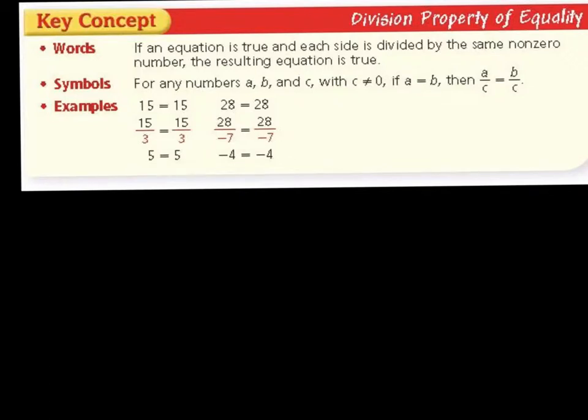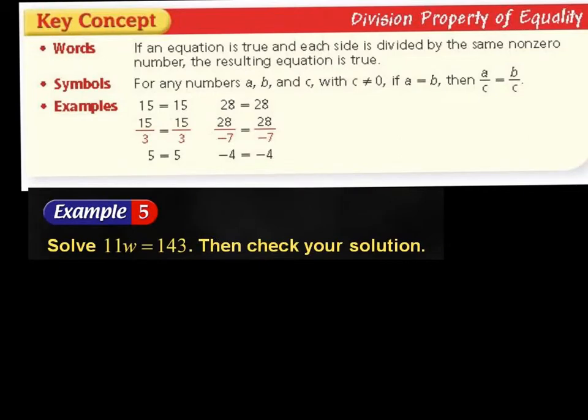What do you suppose the reason is for this c cannot equal 0 business? What happens if c equals 0? Can we divide by 0? How does that work? Okay, so these work. 15 divided by 3 is 5. If 28 equals 28, which it does, and we divide both sides by -7, we get -4 on both sides.